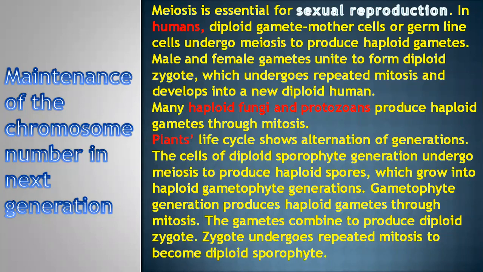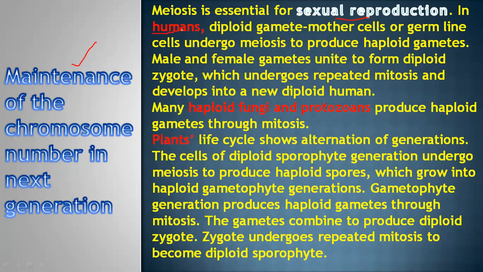But meiosis is essential for sexual reproduction. Mitosis is essential for asexual reproduction. And meiosis is essential for sexual reproduction. So the first very important significant role of meiosis is maintenance of the chromosome number in the next generation. How does it happen?